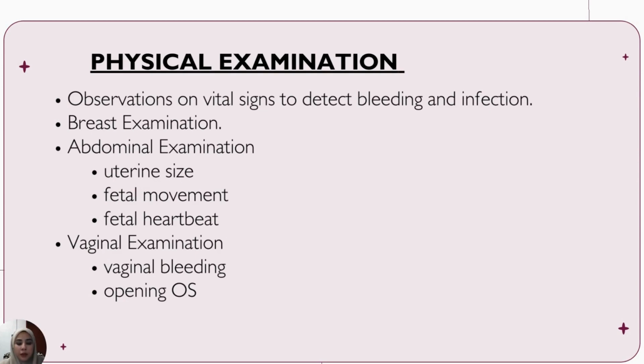After data collection, the physical examination will be performed, which includes observation of vital signs to detect bleeding and infection, breast examination, abdominal examination such as to check for the uterine size, fetal movement and fetal heartbeat. Another physical examination includes vaginal examination such as vaginal bleeding and opening of os.